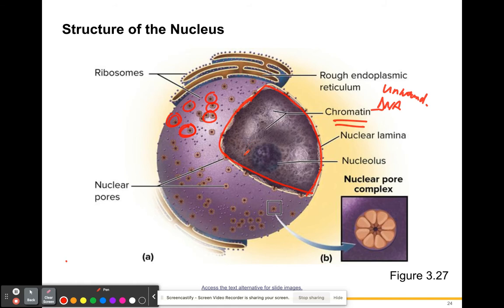Here, this dark purple circle is called the nucleolus. That's very important. The nucleolus is at the very center of the nucleus, and that's where our ribosomes are going to be made. We'll talk about what a ribosome is later, but all the ribosomes that you have are made in the nucleolus. Remember that for later.